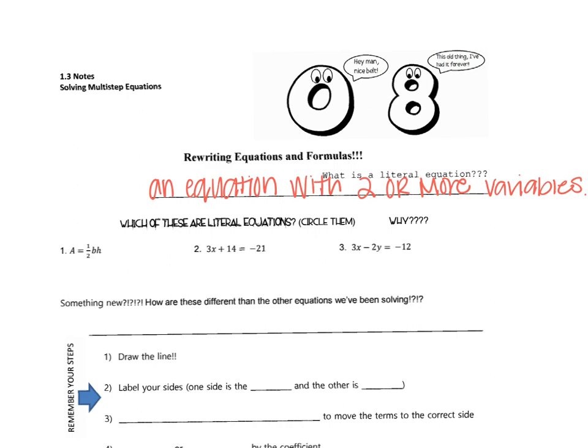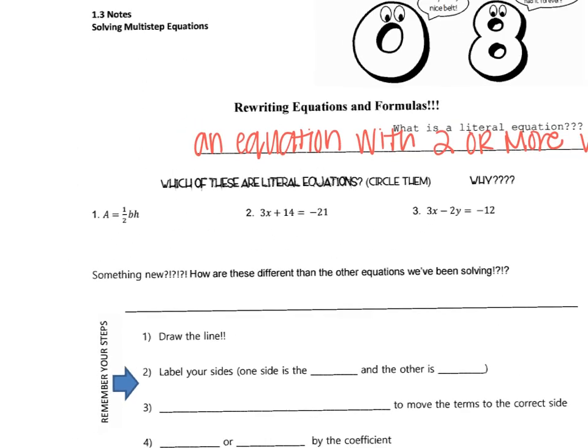So if we look at these that they gave us, which of these are literal equations and why? Number one says A equals 1/2 times B times H. That's the area of a triangle. But how many alphabet letters do you see in that? I see an A, a B, and an H. So this one is literal because it has three variables, more than one letter.